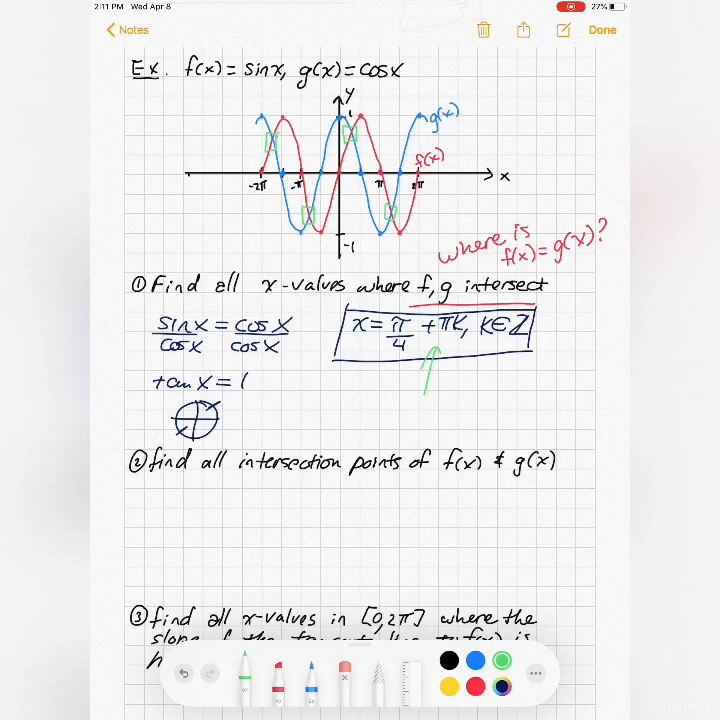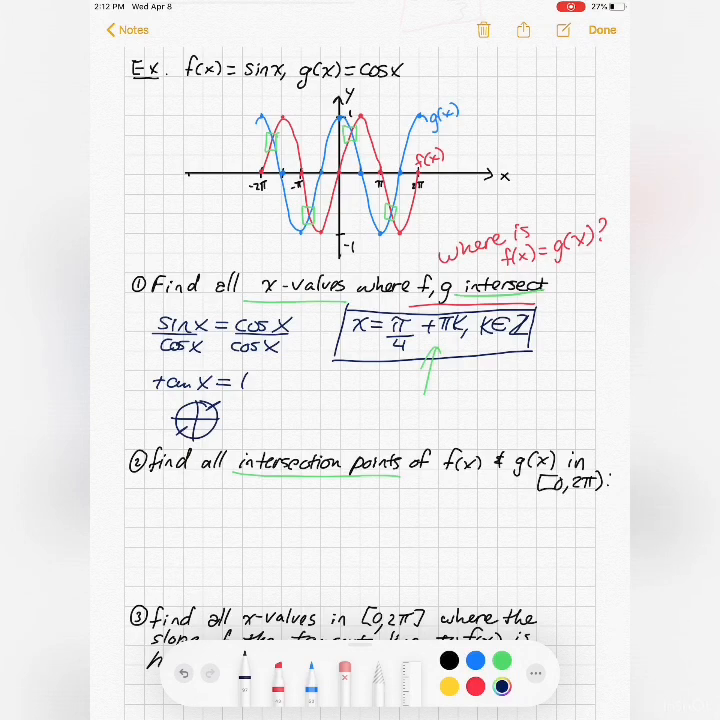Okay, so the only difference between question 1 and 2 is, in question 1, I found all the x values where f and g intersect. In number 2, I have to find the points. Let me add something to the instructions here. Let me say find all intersection points of f of x and g of x, specifically in the interval 0 to 2 pi.